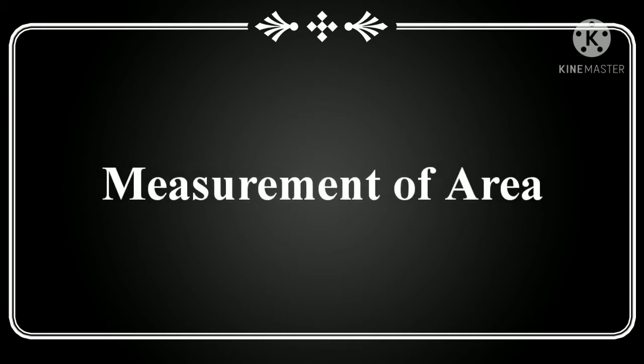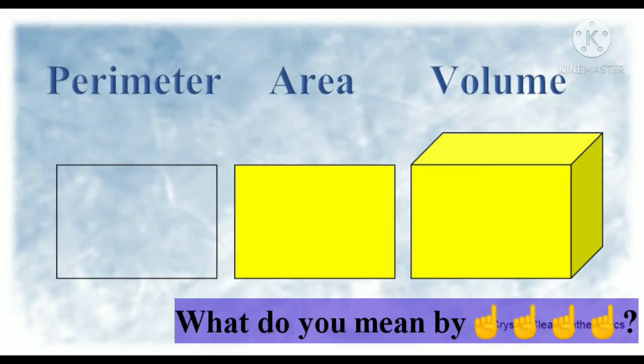Now, can you see one slide in front of you? It shows perimeter, area and volume. From these three diagrams, what can you understand? We have heard of these three terms: perimeter, area, and volume. Now what is the difference? See, here one outline is given. Whatever the measurement of this outline is, that is the perimeter.